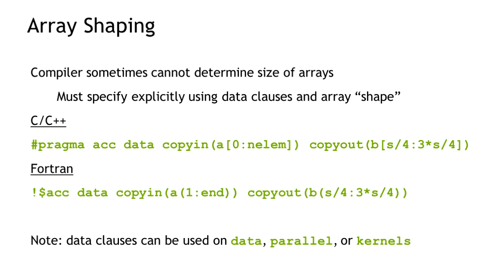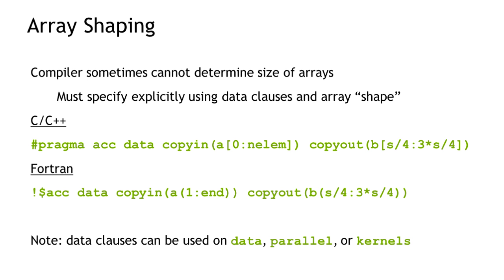One more thing you need to know about these data clauses is that frequently you need to tell the compiler about the shape and size of your array. So this is particularly true in C and C++ because arrays in C and C++ are just pointers. And so the compiler doesn't know how much space is being pointed to. In Fortran, the arrays include shape information, so the compiler can already handle a lot of this for you.